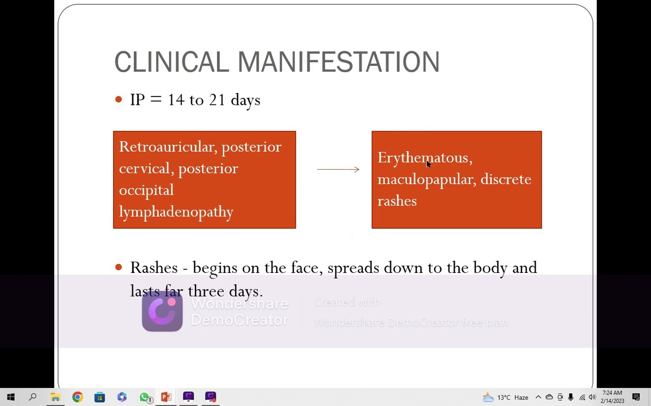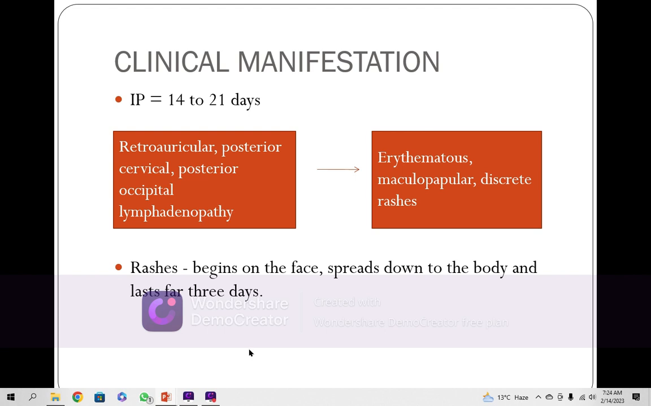One is rubella, leading to the erythematous maculopapular discrete type of rashes. And the distribution is not just like measles, where first of all it is behind the ear and then on the face and then the scalp. No. It begins on one part of the face, spreads down to the body and last the limbs. So the rash appears first of all around the cheeks, and then it involves the ear, and then it goes to the back.